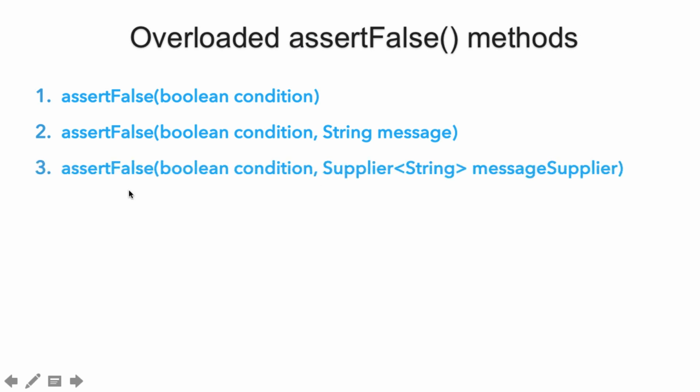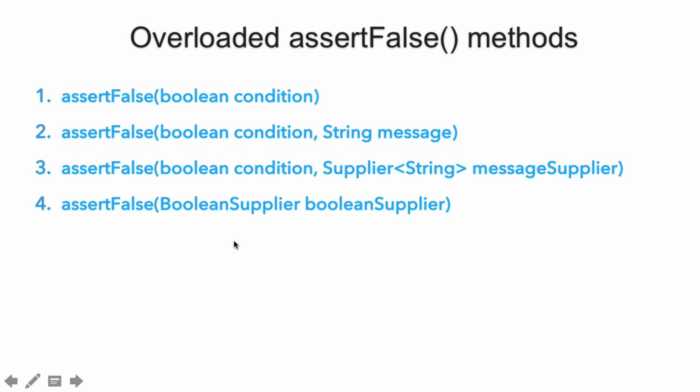The third method takes in a boolean condition, and the second parameter is a functional interface by the name Supplier. This functional interface supplies a customized string message whenever the test case fails. As we discussed in our last lecture, the Supplier functional interface is lazily evaluated whenever our test case fails. But here the string message is evaluated even if the test case passes.